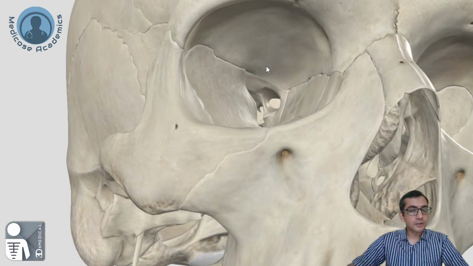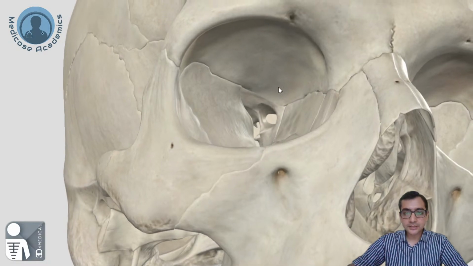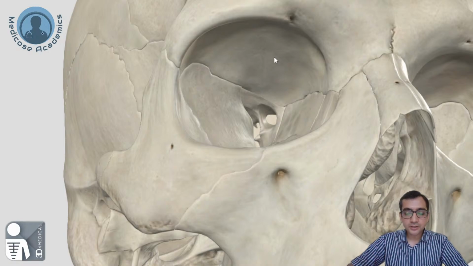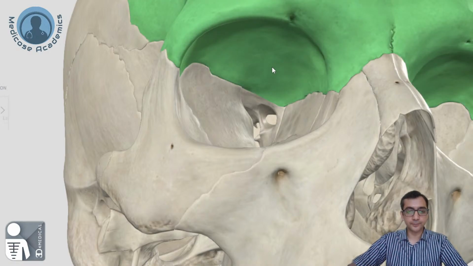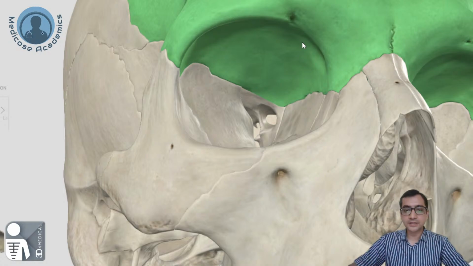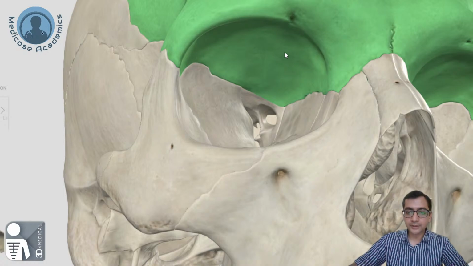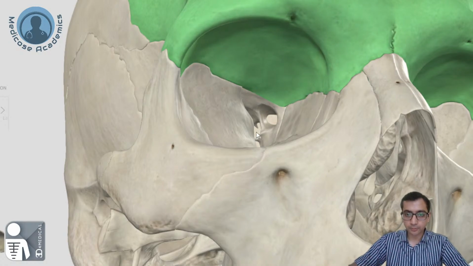Let's look at the roof. The structure that is forming the roof of the orbit is wholly the frontal bone. We are not going into the detail of the individual bones, but that will be the orbital plate of the frontal bone, the part of the frontal bone that is lying in the roof of the orbit. That is also forming the floor of the anterior cranial fossa. That is the roof of the orbit.